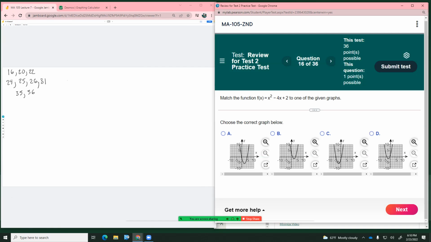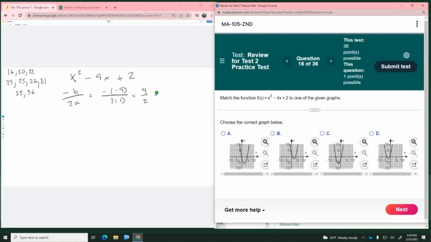First thing we're gonna do is match the function to the given graphs. To do this, real simple, I'm gonna figure out where the vertex is and go from there. So to find the vertex, I'm gonna rewrite this problem. We got x squared minus 4x plus 2. Y'all should be experts at finding vertexes at this point, right? We're gonna use negative b over 2a, which we use like 1,000 times at this point. Negative 4 over 2 times 1 gives you positive 4 over 2 is equal to 2.